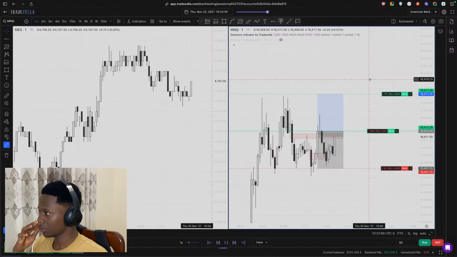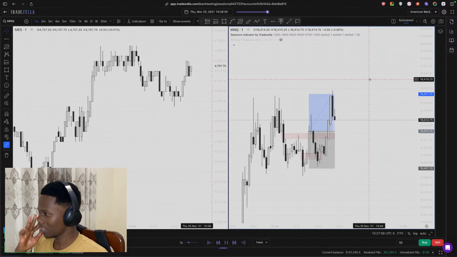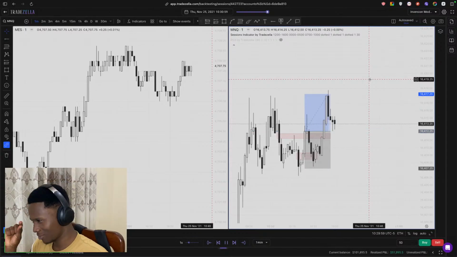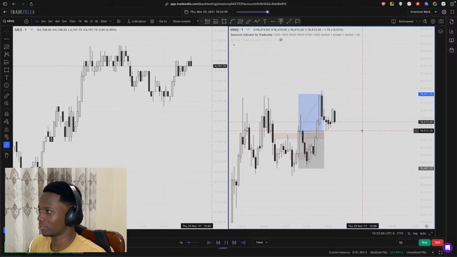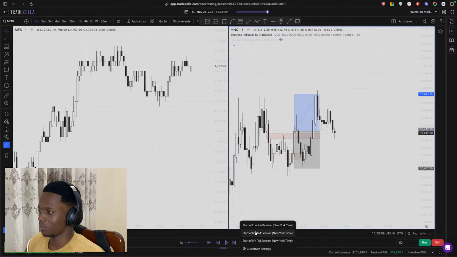Yeah, we are cooked. Okay, that's insane. Reversal right a few points before hitting stop loss. It's a very good winning streak.